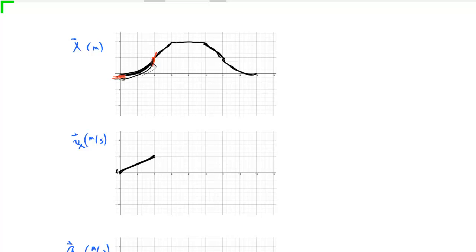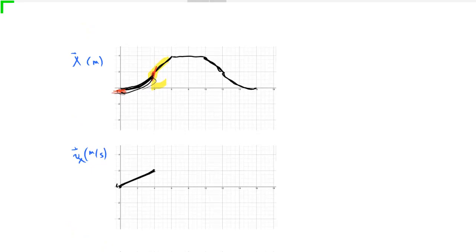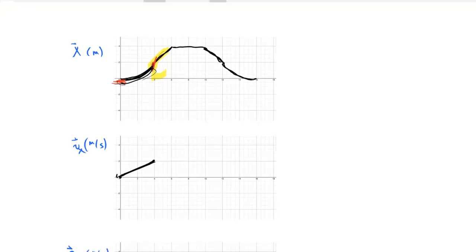And then in this next region here, we have a constant slope and a positive value. So I should have a constant value, right? A constant positive slope would relate to a constant positive value. So from 4 to 6 seconds, it might look something like this. So positive constant slope translates to a positive constant value.